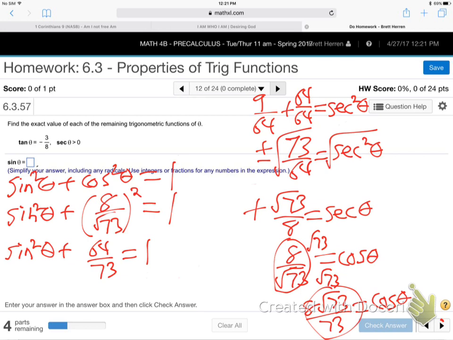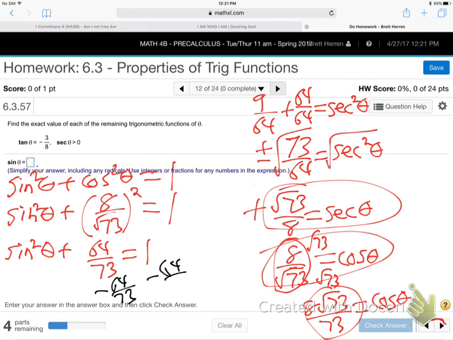Are we okay? Am I racing ahead of you? Is this making sense what I'm doing? So I did all that work with 1 plus tangent squared, and I found secant, flipped it and found cosine. And now that I have cosine, I can plug into sine squared plus cosine squared equals 1 to find sine. A lot of work. So subtract 64 73rds from both sides.